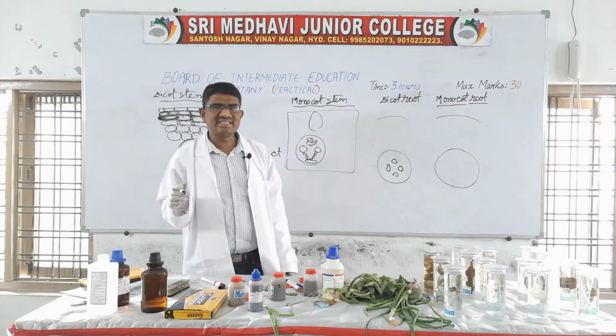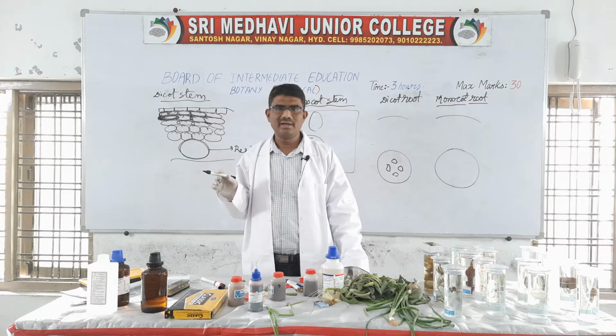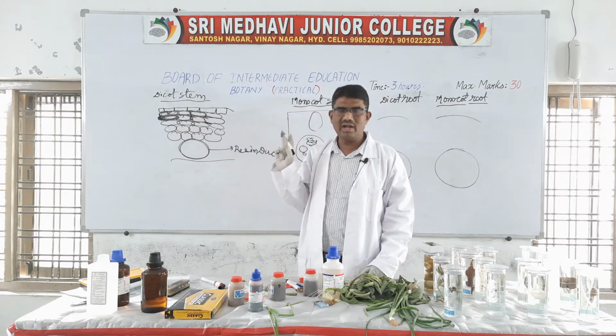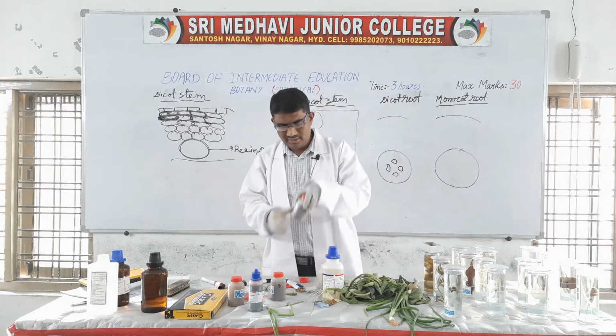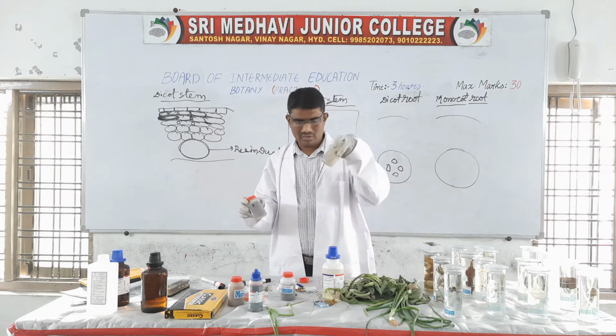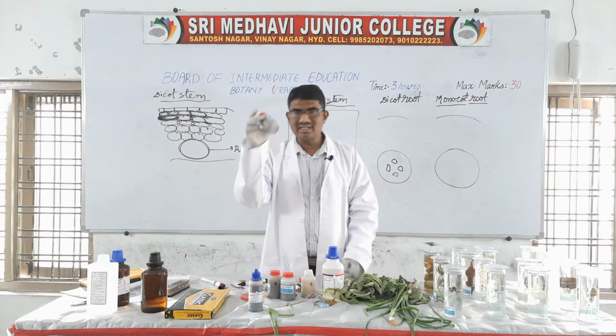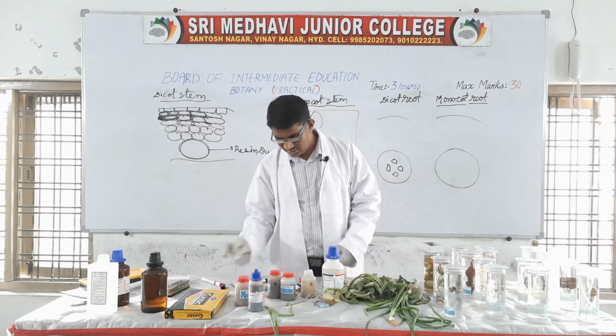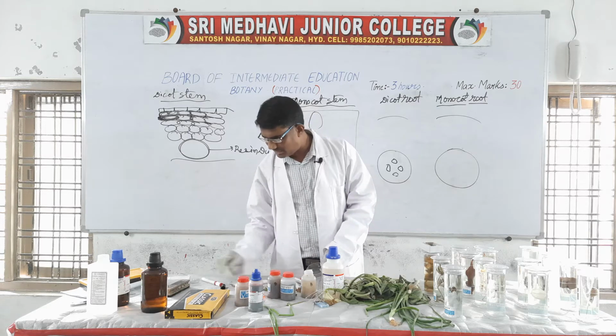Okay, second question, anatomy. What do we have to do? They will provide a dicot stem, monocot stem, dicot root, or monocot root. The section cutting material is provided to you within the watch glass. You have to take this section cutting material.